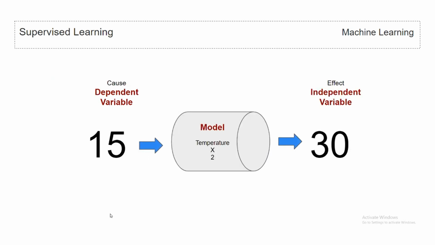And this is basically what I've been repeating the past couple of slides. You have an independent variable. Once again, it's the independent. In this case, this is the temperature. 15 will be the temperature. You put it into the model that the computer has trained itself and created on its own using algorithms. And you ultimately get the effect, or the dependent variable. And then it'll be 30, because 15 times 2 is 30.